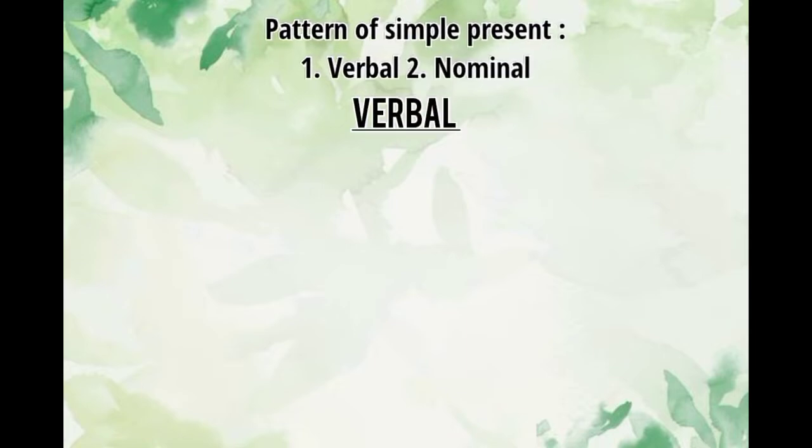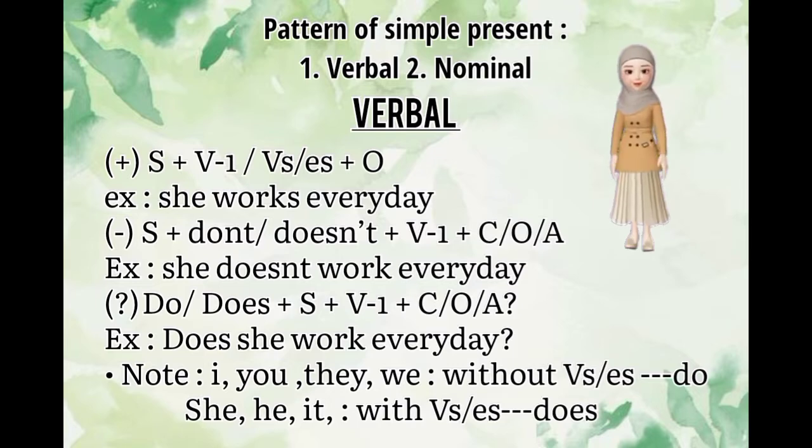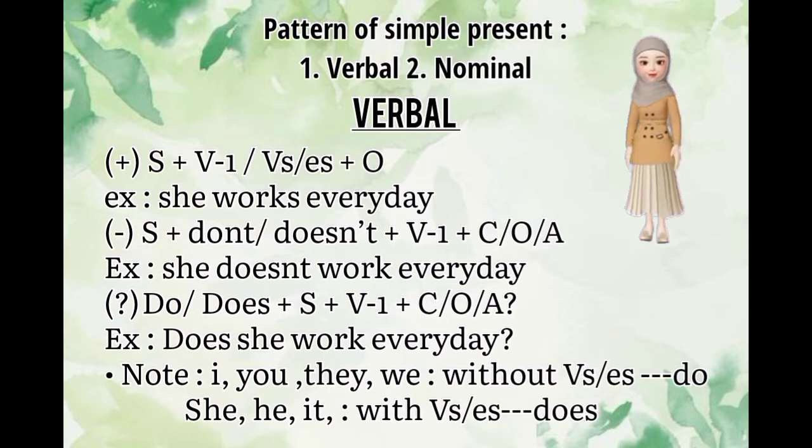If using verbal, the pattern in the positive sentence is subject, verb 1 add s or es, plus object. Example, she works every day. You add s or es when the subject is she, he, and it. So, if the subject is I, you, they, we, you don't need it. In the negative sentence, you need to add do or does.